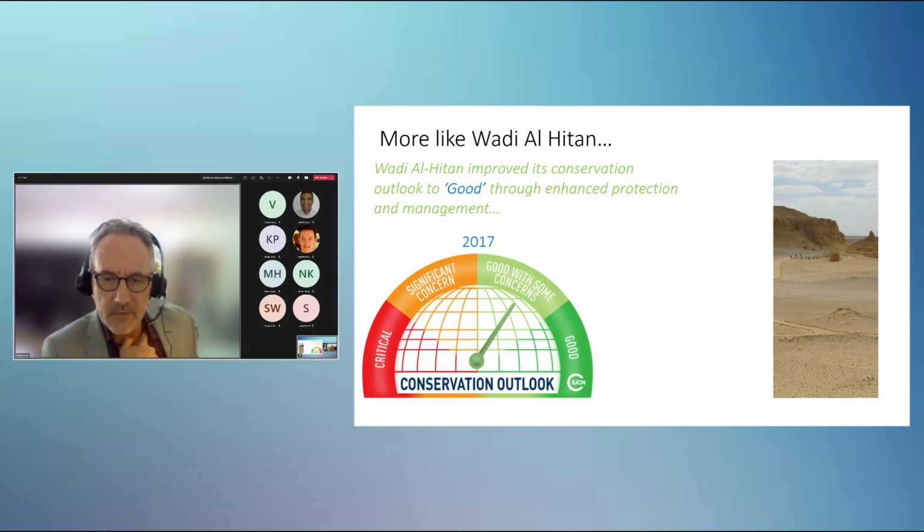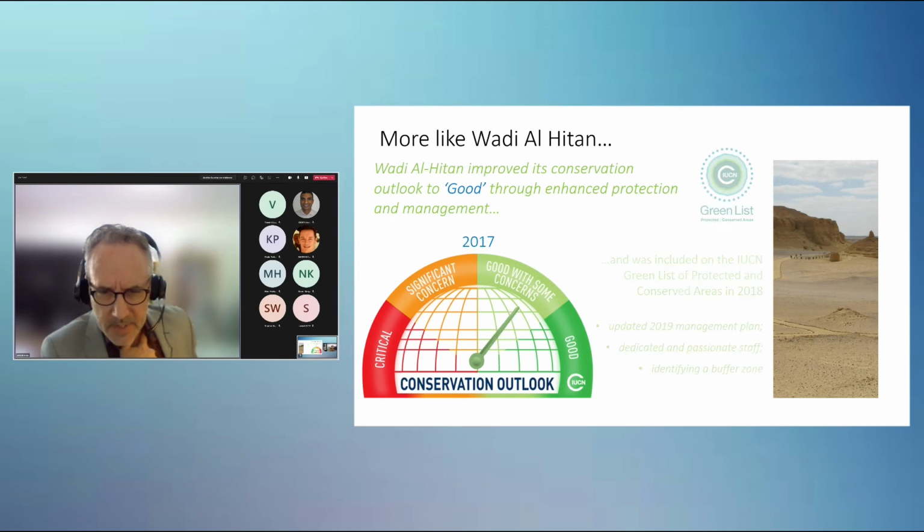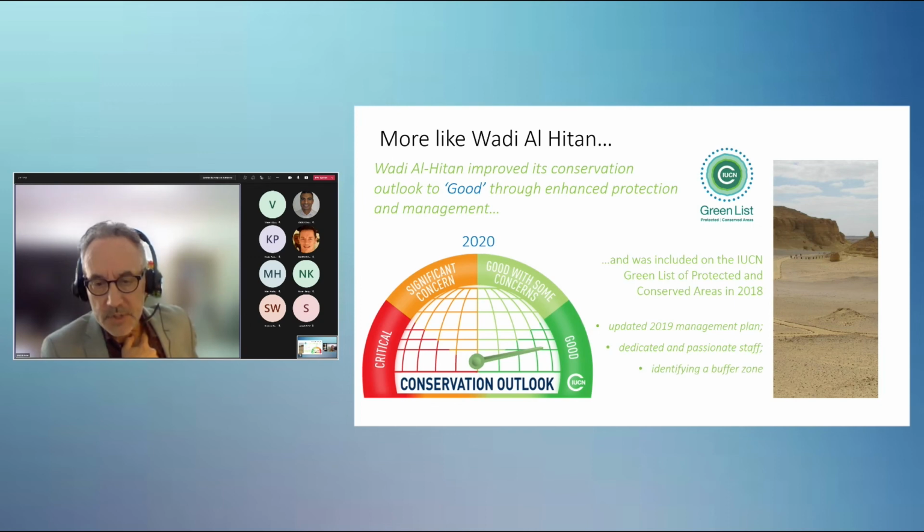We have a great example here from the Wadi al-Hitan site in Egypt, which in 2020 shifted its assessment. If you go to the next slide, the needle moves from 2017 to 2020, from good with some concerns to good, and it's directly attributable to the application of the Green List process to this site. Here's a powerful example of how we can show our Green List really improves the outlook of these places. We can then measure that, and we can then communicate that very powerfully.